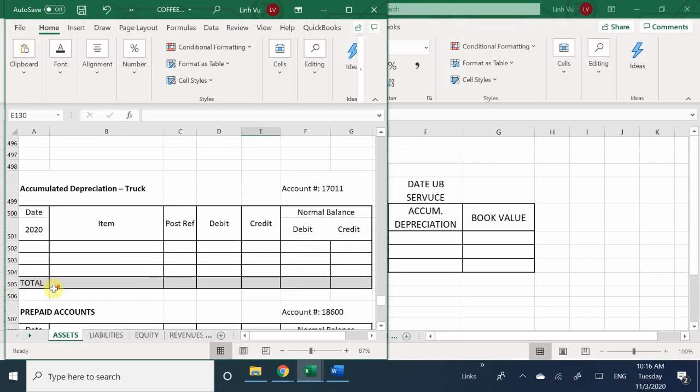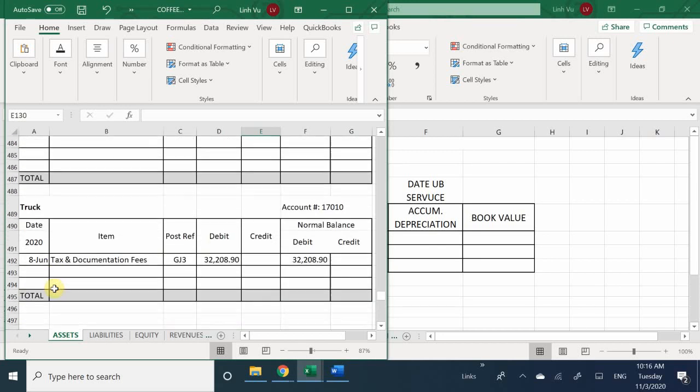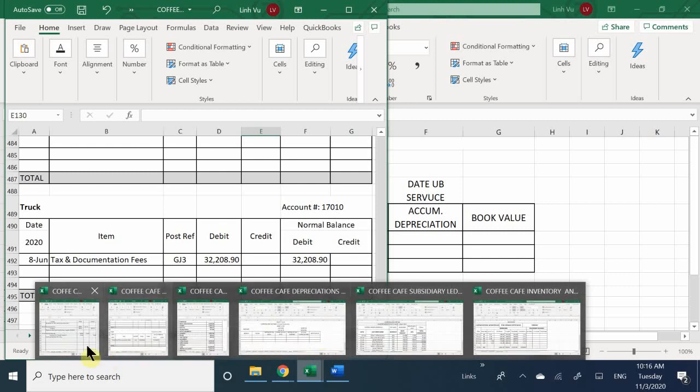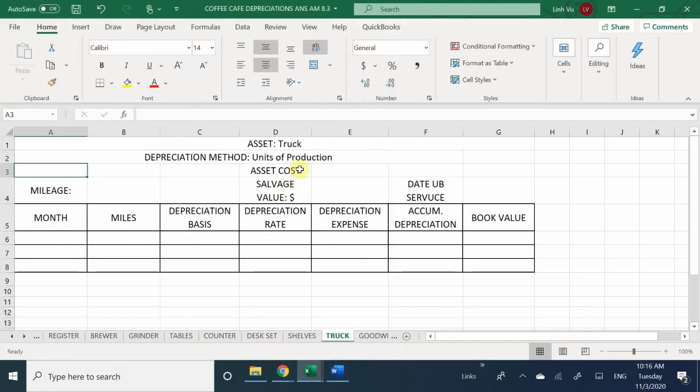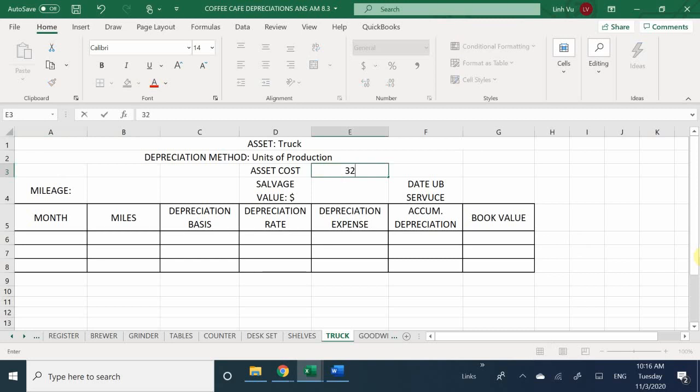So here's my deposit. Here you go, my truck. My truck with tax and documentation fees gave me a grand total of $32,208.90. So go back to my depreciation table. My asset cost is $32,208.90. All right.